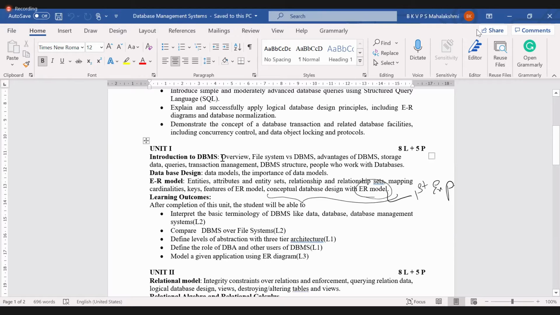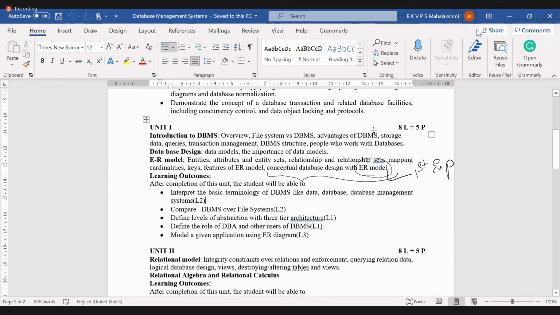So we covered the first part up to the DBMS structure. People who work with databases is what we learned, and that is called this concept. We don't have the specific concept even in our textbooks. So in the first module, if you learn from the overview to the DBMS structure, that is more than enough.